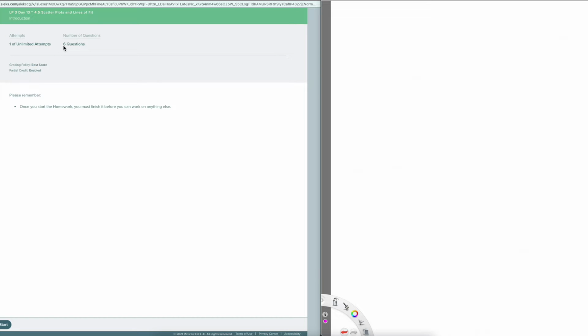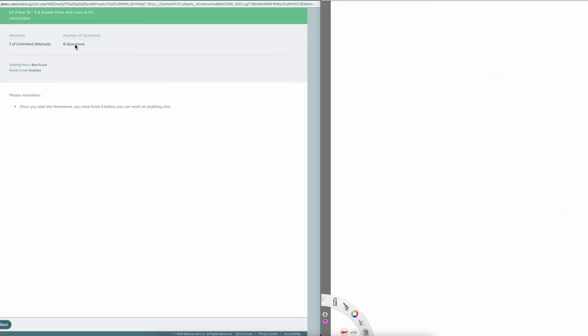Number of questions, this just tells you how many this particular assignment has. So this one has 6 questions. It can be anywhere from 1 to 10 questions depending on the section. Grading policy is always best score, so whichever attempt is the best one is the one you get to keep. And partial credit's enabled, which means if you answer 1 of 6 questions, you get credit for the 1 question. Doesn't mean that if you answer part of a question that you get credit for that. It needs to be the entire question is answered and correct, and then you get credit for it.